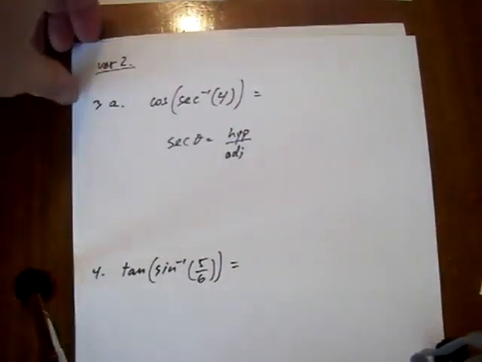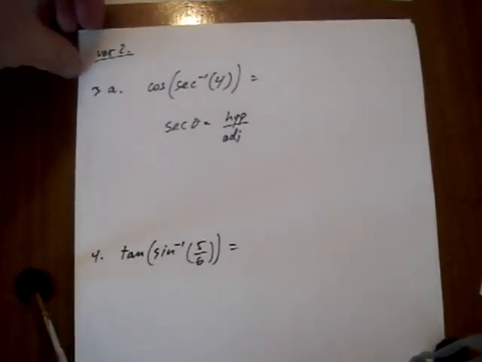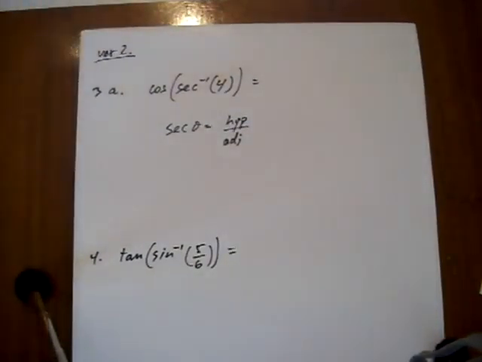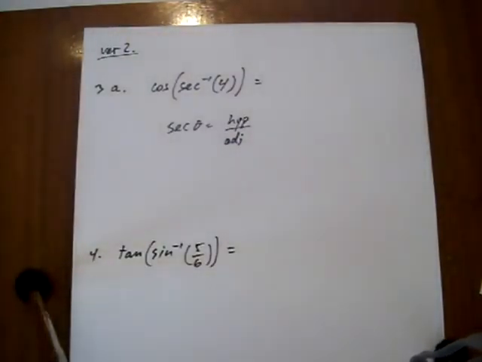Okay, we are going to continue with version 2, that means period 2, inverse problems, starting with 3a. Of the type of inverse problems, the ones that appear in problem 3 are by far the easier ones.